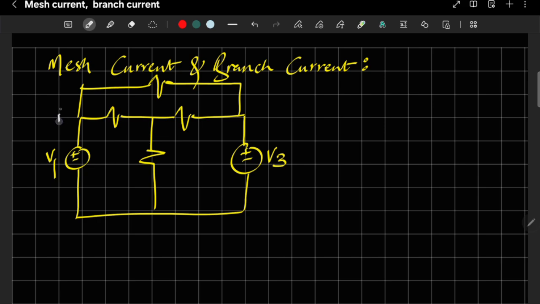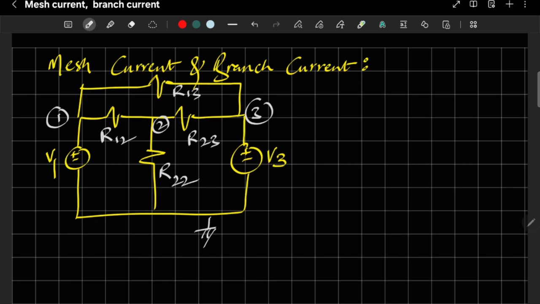Okay, and here node 1, node 2, node 3, and here you can assume the reference is there, and it is R22, it is R23, it is R12, it is R13. Like this we have the circuit.